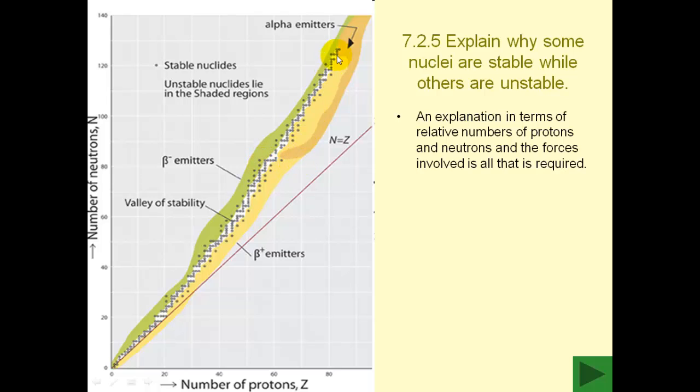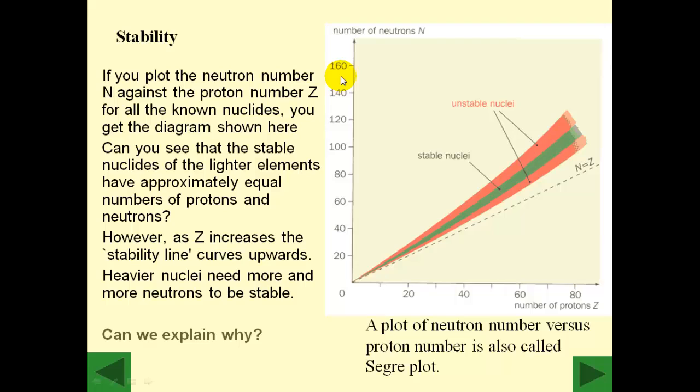On the other hand, on the right side of this, we tend to have alpha emitters. We tend to be moving down by 4 there: 2 protons and 2 neutrons. So there's quite a jump there. In the middle, we have the stable nuclei. Why are they stable? If you plot the neutron number against the proton number, you get this pattern with this branch of stable nuclei in the middle. Approximately the number of protons equals the number of neutrons.